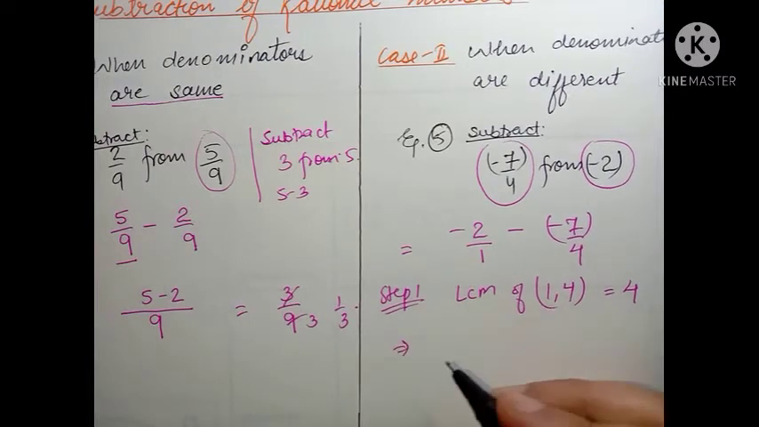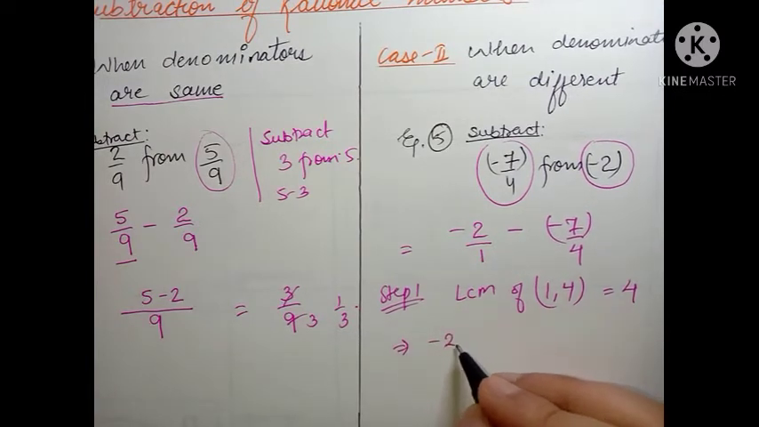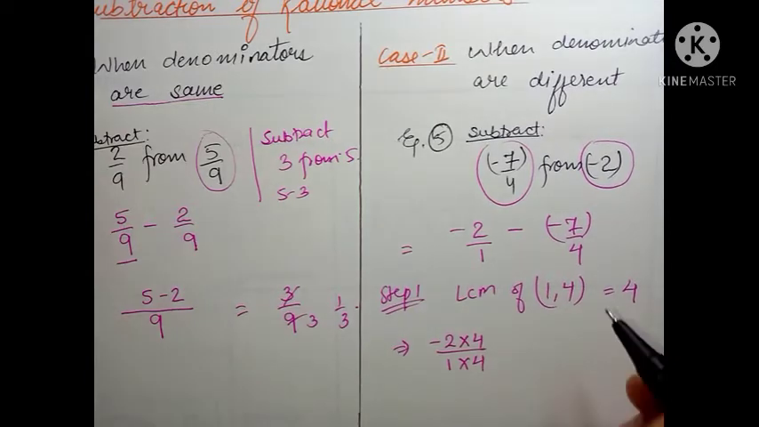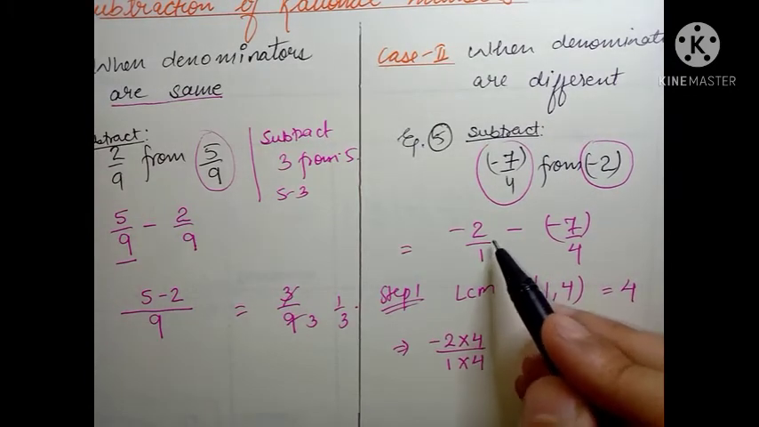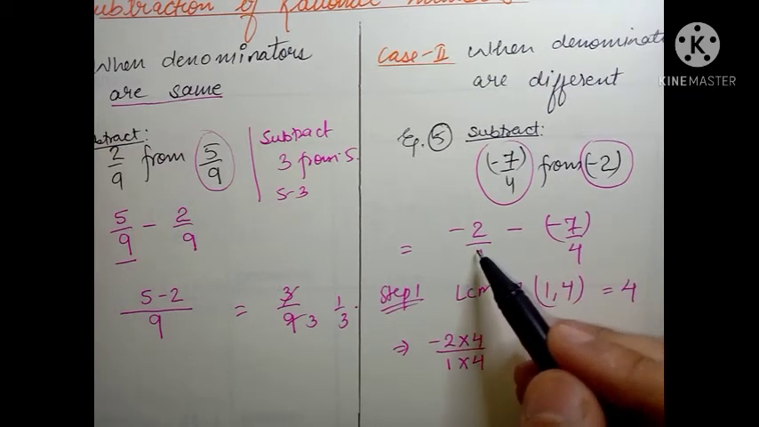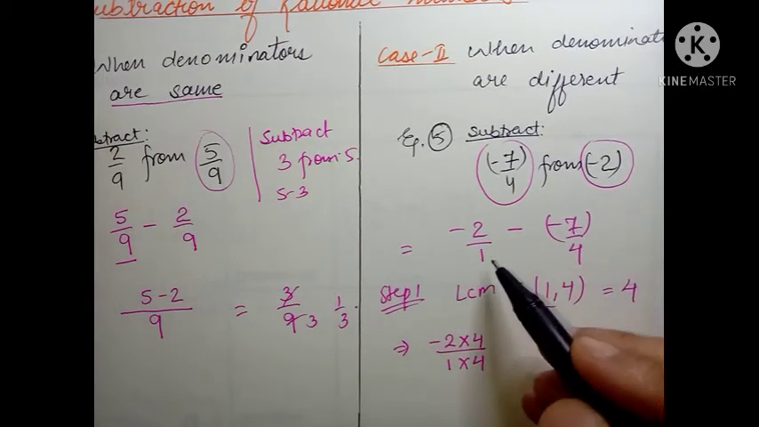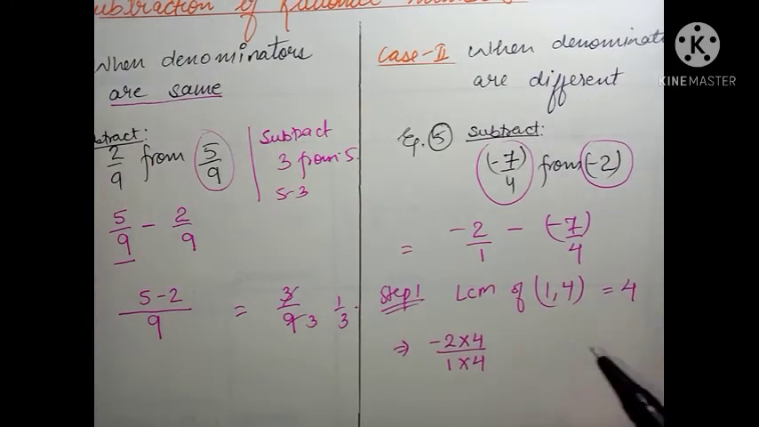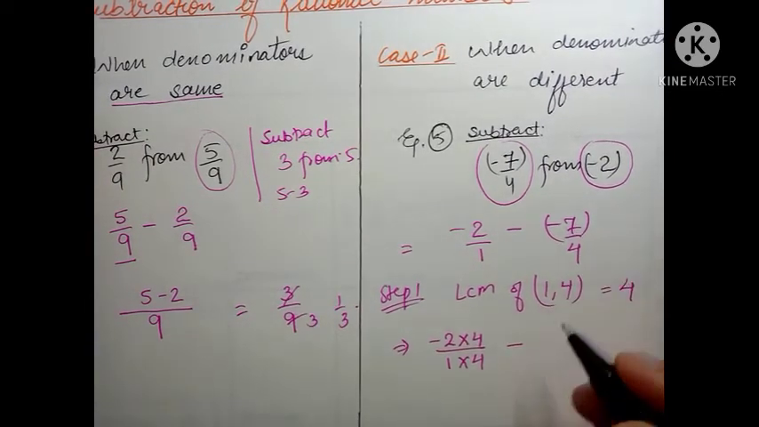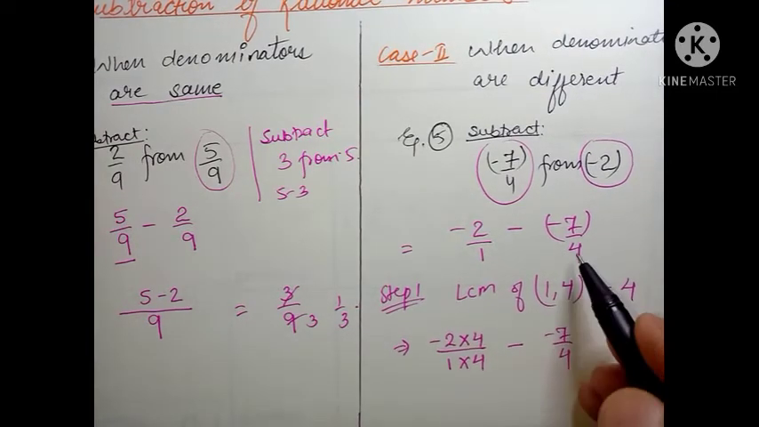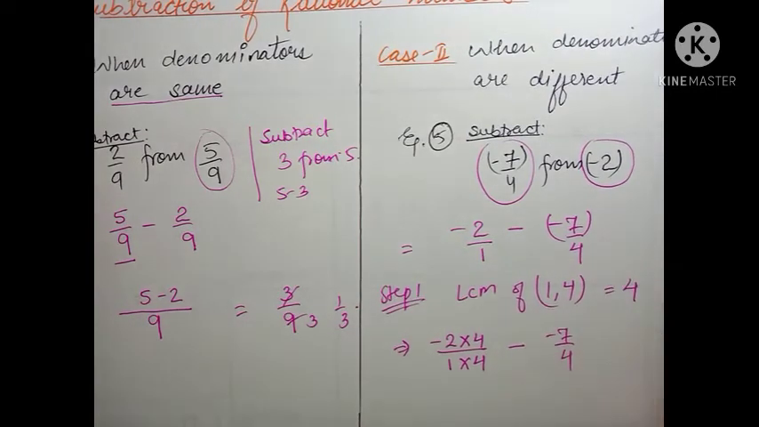So for that, what would you do? -2 into 4, 1 into 4. What we have done? We have simply multiplied 4 in the numerator and the denominator, because that is the only way to make the denominator 4. What is that number which when multiplied with 1 gives 4? It is 4. So now here it is -7/4. It is already 4, so no need to multiply any number.